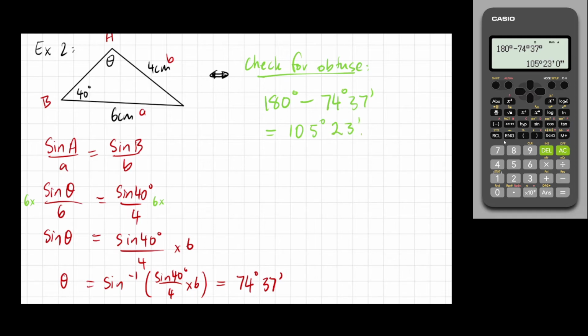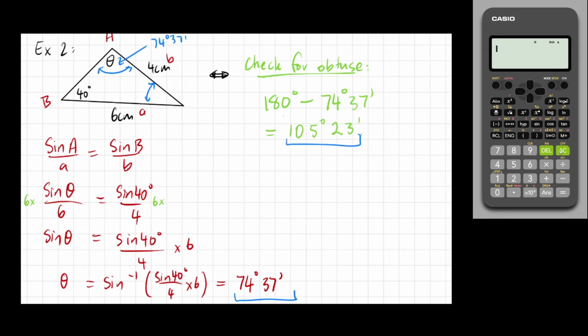Now, does it make sense that this number can also fit into this triangle? What I'm basically saying is, can I fit both of these numbers into this triangle for it to make sense? Well, can I put 74 degrees into that triangle? So can this be equal to 74 degrees and 37 minutes? Well, yeah, that does make sense, because 74 degrees 37 plus 40 degrees only makes 114, so I've still got some left over to make up this angle here.